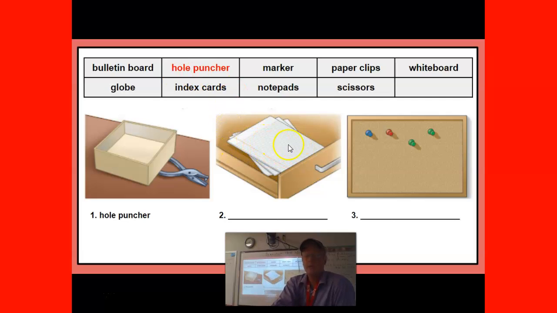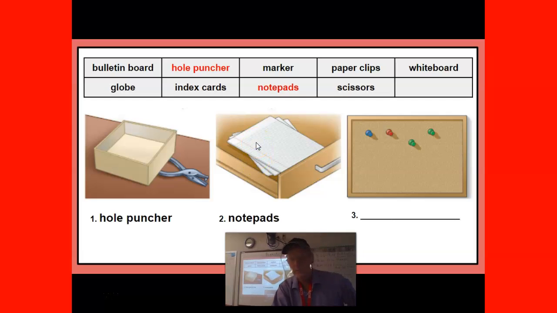How about this? Well, it's similar. I want to show you something. So this is a notebook. Notice the binder. This is a notepad. It kind of looks like this. Notepad and notebook. They're similar, but a little different. That's notepads, more than one, plural.